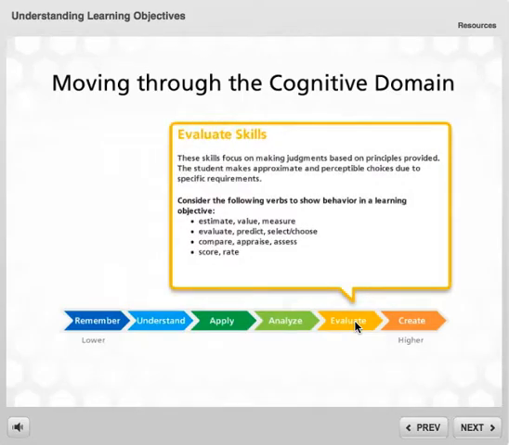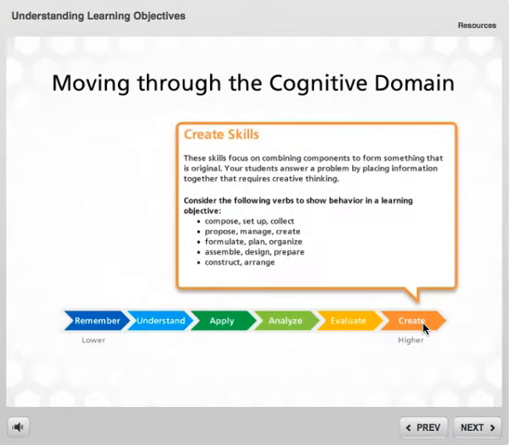Evaluate skills. These skills focus on making judgments based on principles provided. The student makes approximate and perceptible choices due to specific requirements. Consider the following verbs to show behavior in a learning objective. Create skills. These skills focus on combining components to form something that is original. Your students answer a problem by placing information together that requires creative thinking. Consider the following verbs to show behavior in a learning objective.